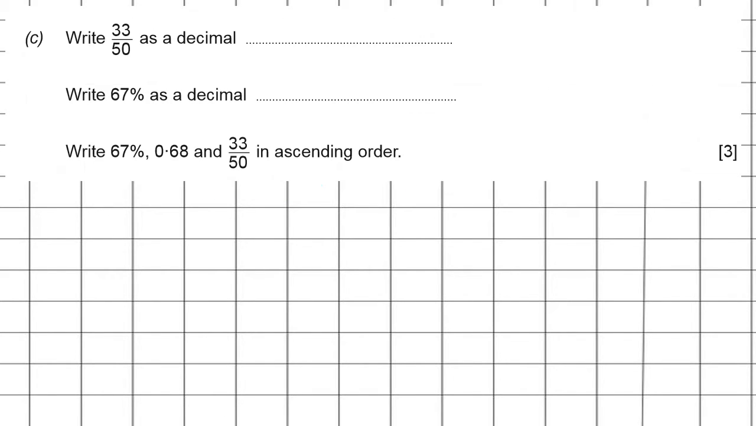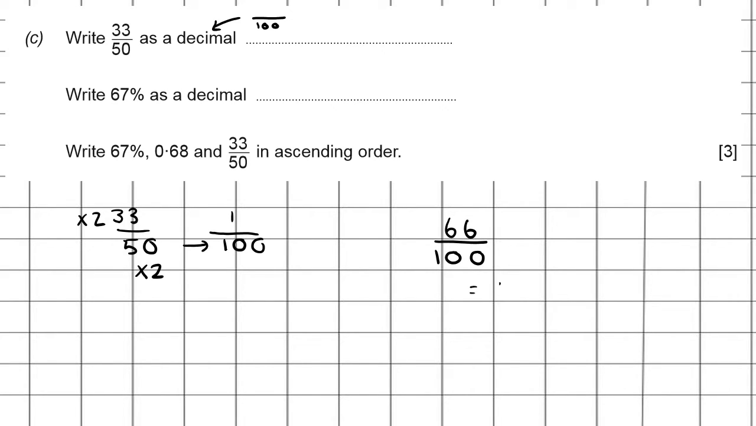Okay, write 33 over 50 as a decimal. Well, a definition of a decimal is the number over 100. So how can we get from 50 to 100? We would times by 2. Therefore, we have to times by 2 on the top as well. Therefore, we'd have 66 over 100, and that gives us 0.66.